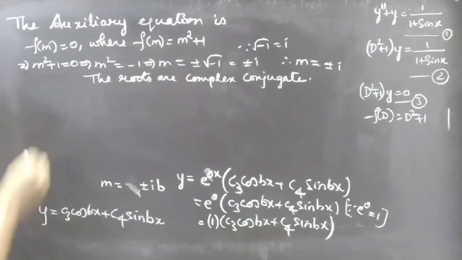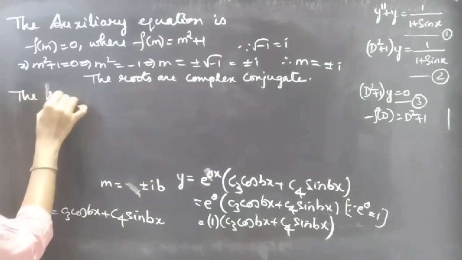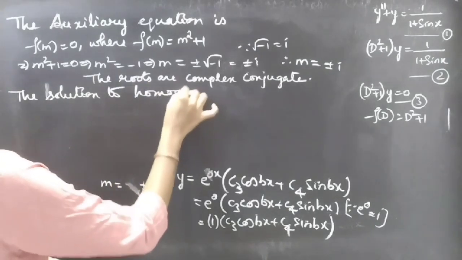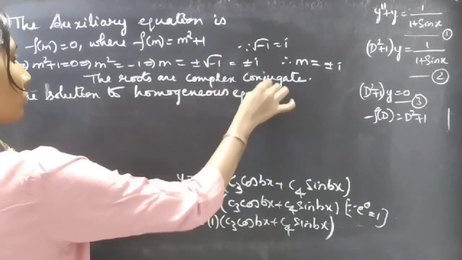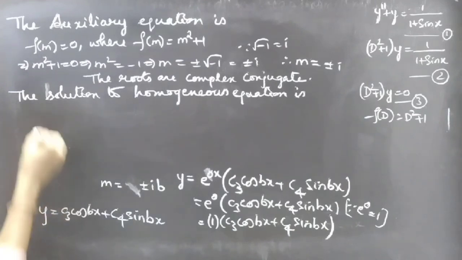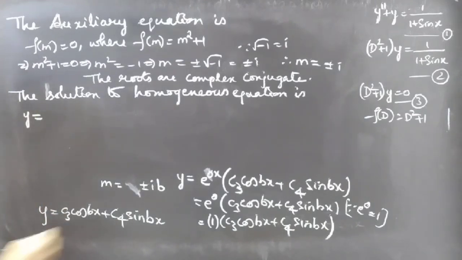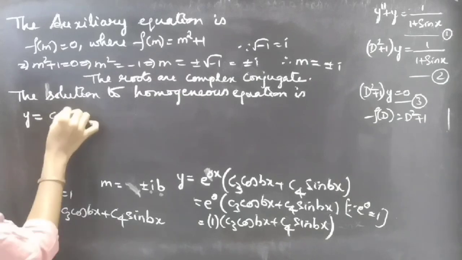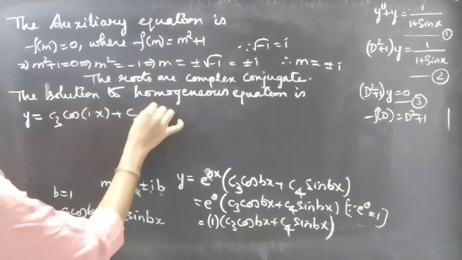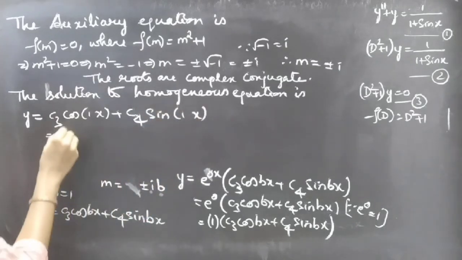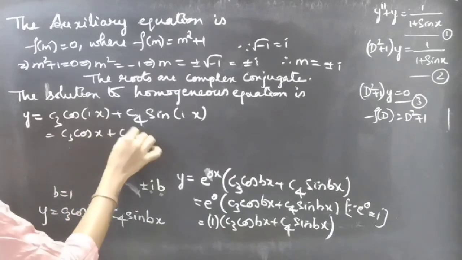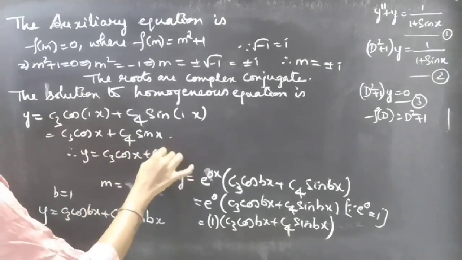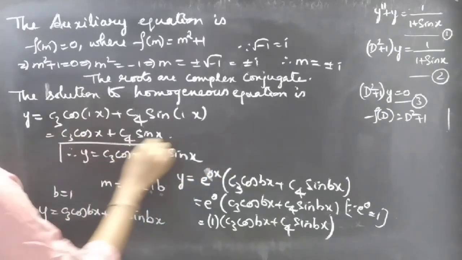Now coming to our solution of the homogeneous equation. The solution to the homogeneous equation is y equal to... now just compare m equal to plus or minus i with plus or minus ib. Then for b equal to 1, we'll have y equal to c3 cos 1x plus c4 sin 1 into x, which equals c3 cos x plus c4 sin x. Therefore, y equal to c3 cos x plus c4 sin x is the solution to the homogeneous equation.